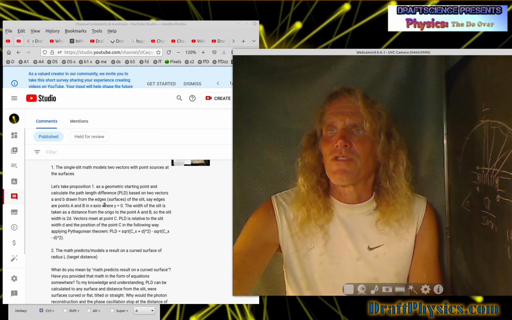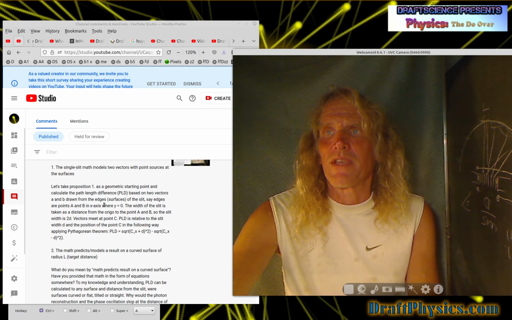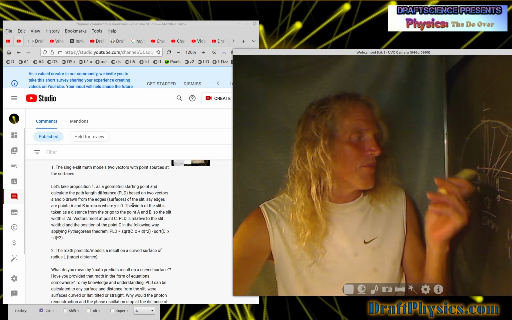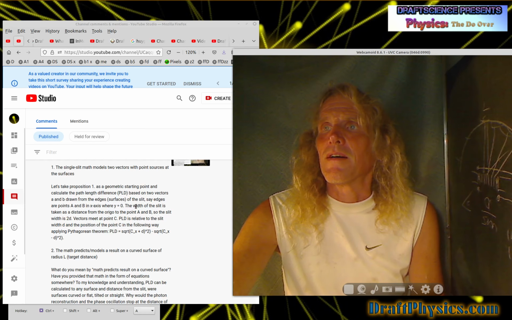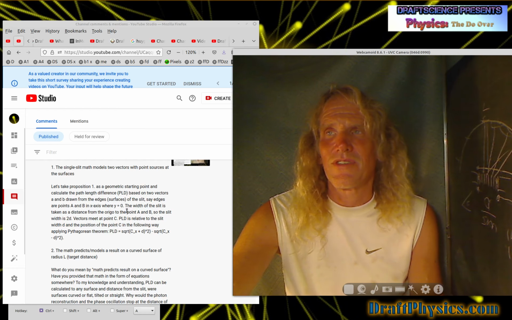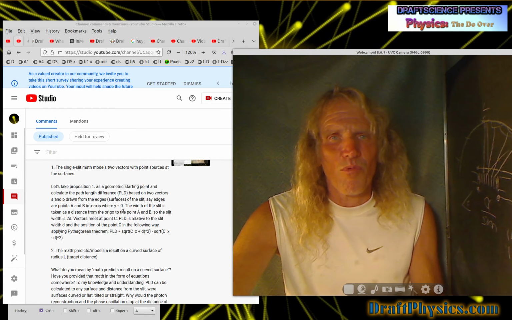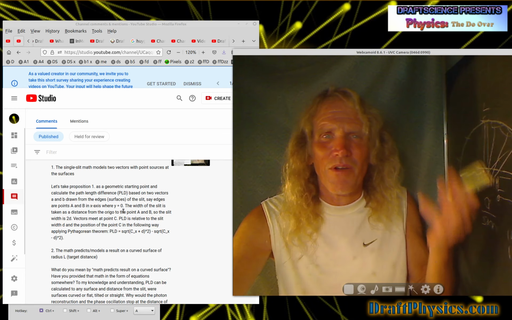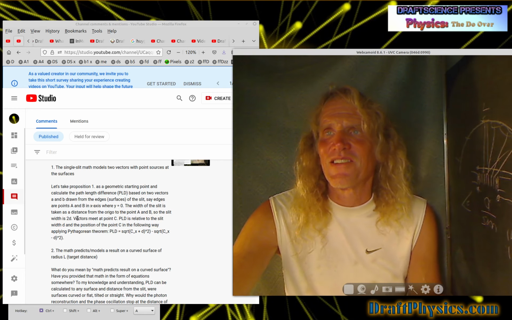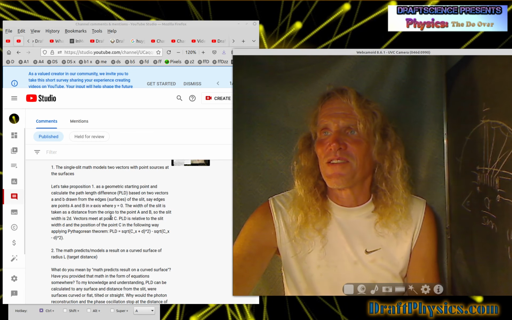Anyway, based on two vectors A and B drawn from the edges, surfaces. So far, so good. Vectors from the surfaces of the slit. Say edges are point A and B in axis where y is 0. Why is he even bringing up y? There's no y. There's no other dimensions involved here. Anyway, the width of the slit is taken as a distance from the origo to point A and B.